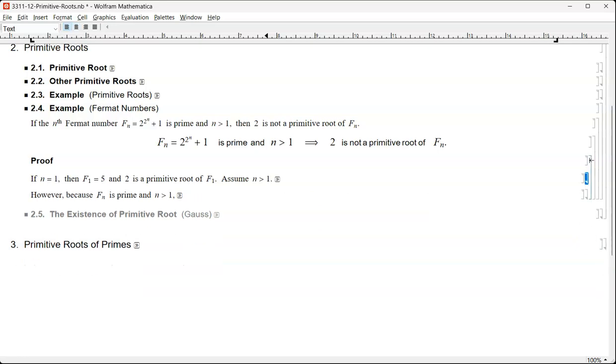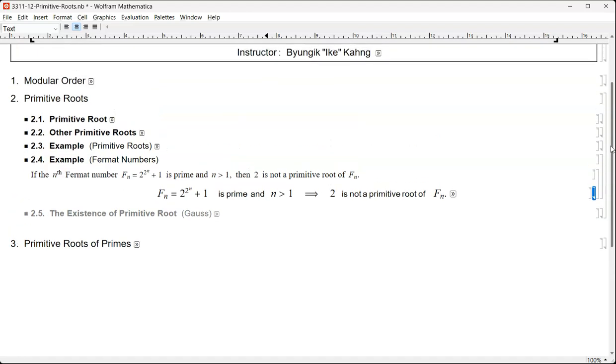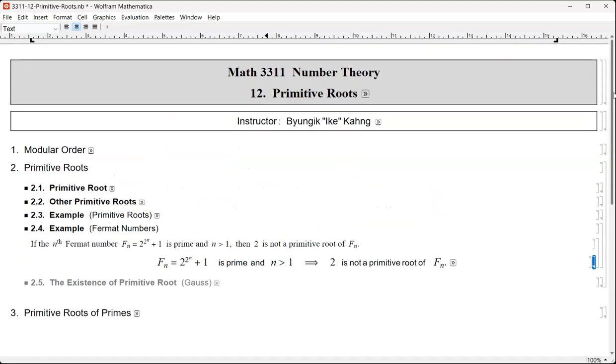So we successfully proved that if the Fermat number is prime and n is greater than 1, so Fn is not 5 but bigger, then 2 is not a primitive root of Fn.